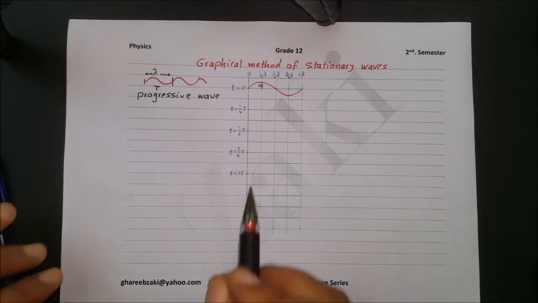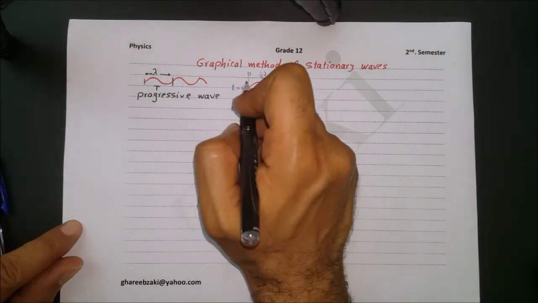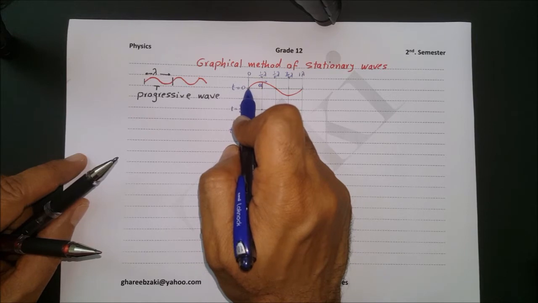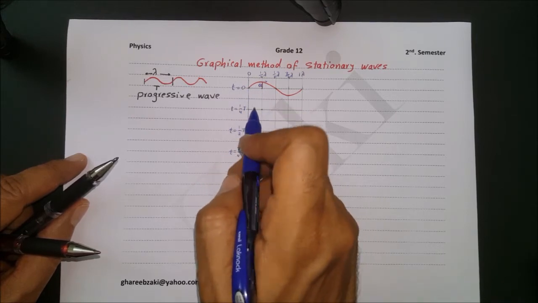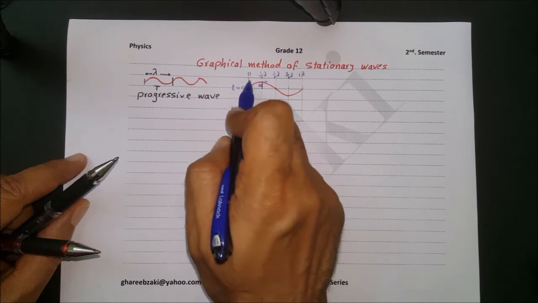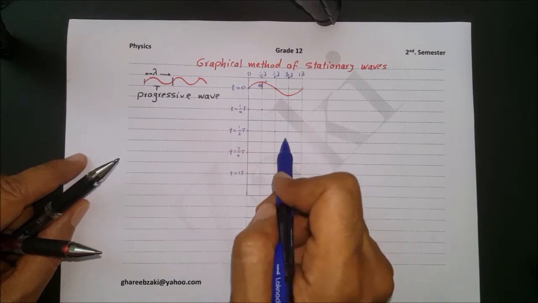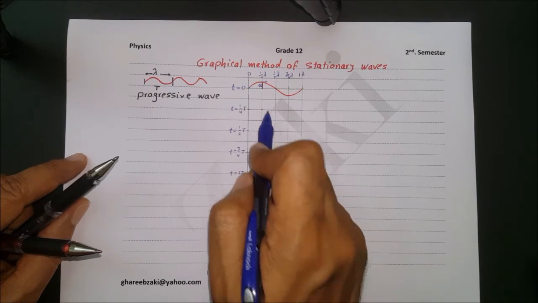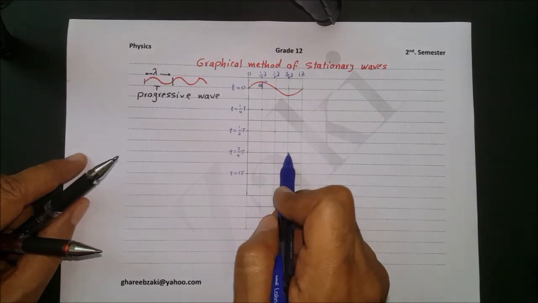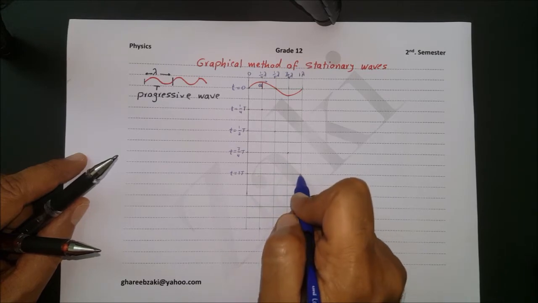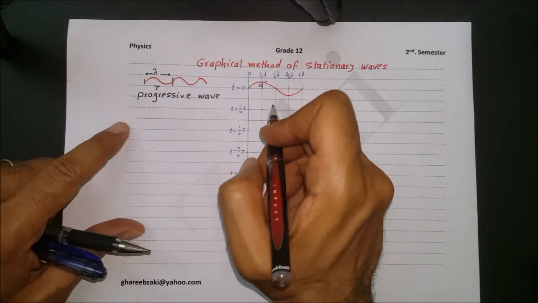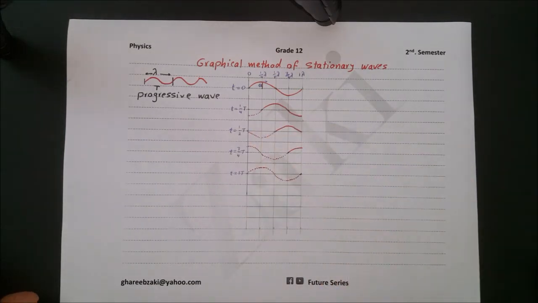Now we study this point here. At t equals 0, the point is at this position. After a quarter time period, the point moves in this direction and reaches this position. It moves a quarter lambda. After another quarter time period, it reaches this position, half lambda. After 3/4 time period, it reaches this position, 3/4 lambda. After a complete time period, the point reaches this position. We need to draw the wave. So this is the wave.